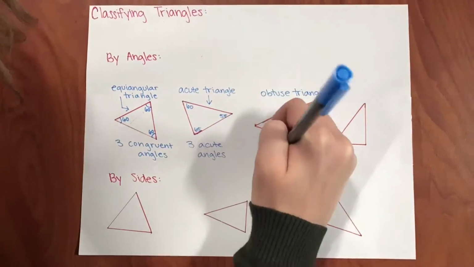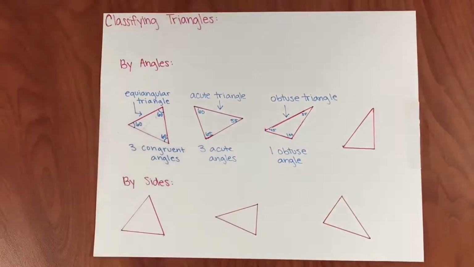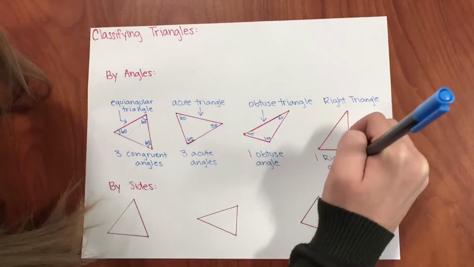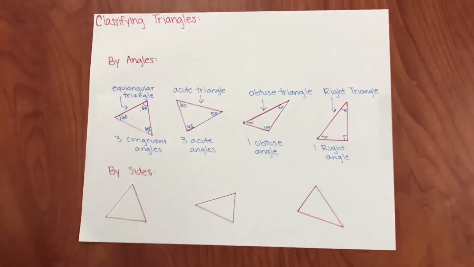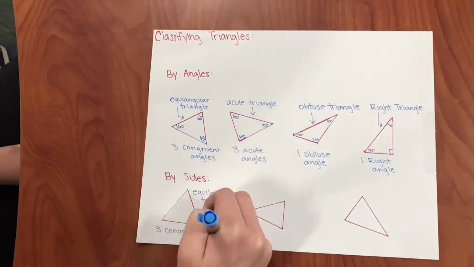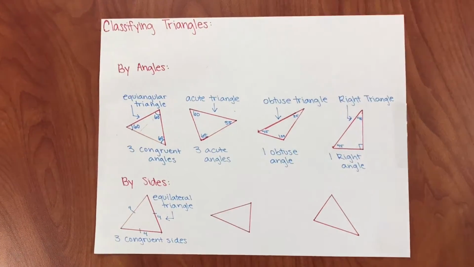If there is one obtuse angle in a triangle, then it is an obtuse triangle. If there is one right angle, then it is a right triangle. That is how you classify triangles by their angle. If all 3 sides in a triangle are congruent, it is an equilateral triangle.